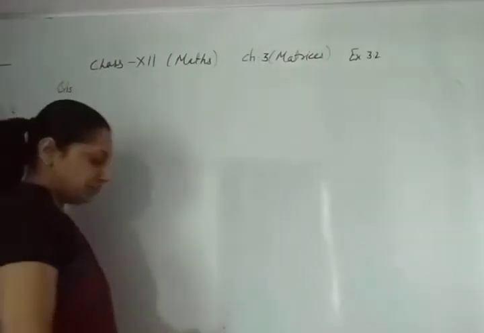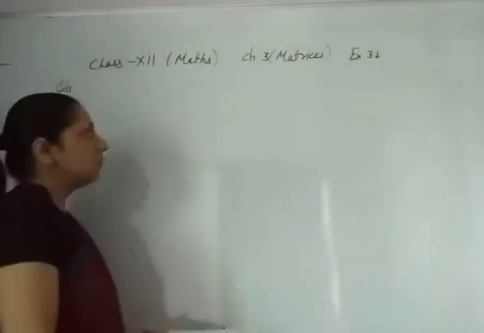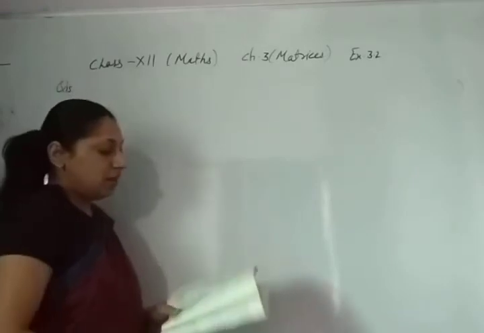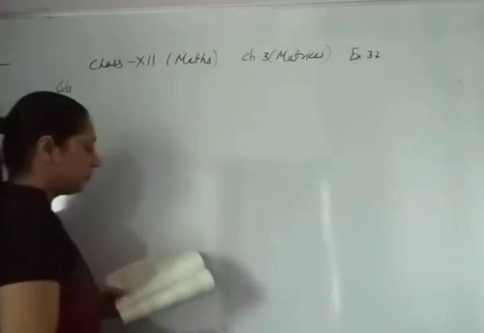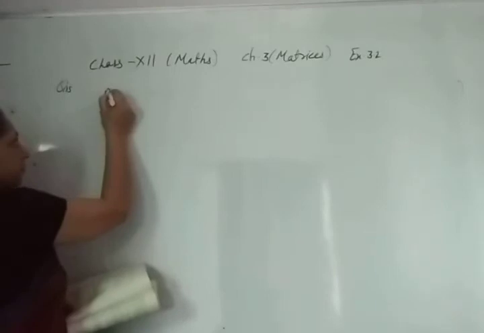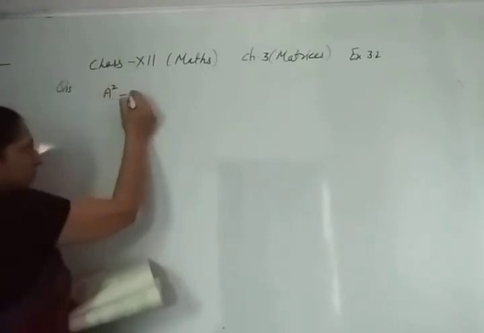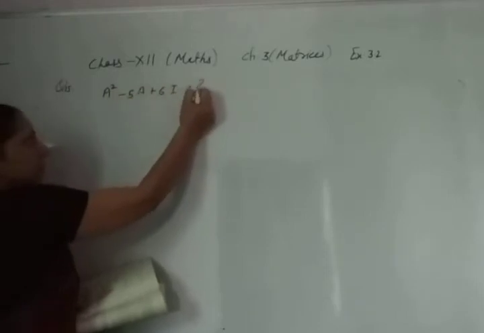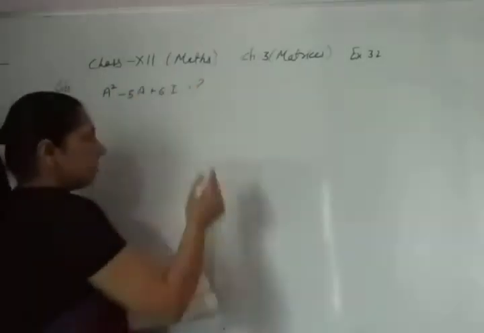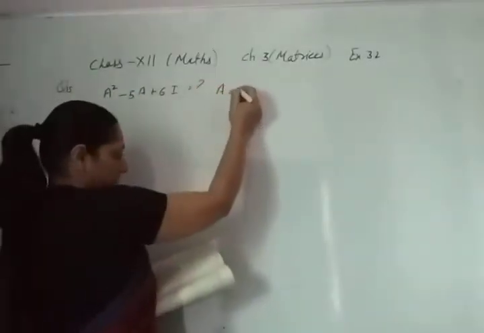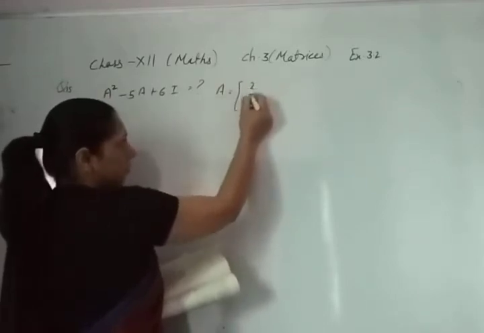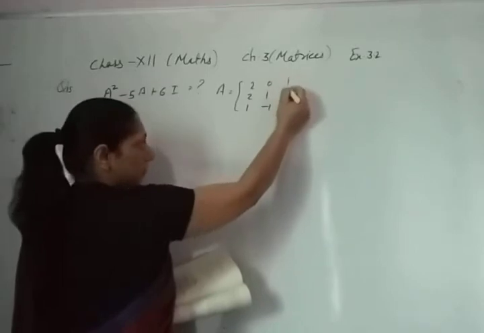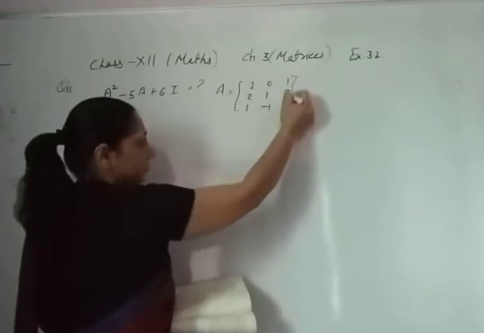Hello everyone. Today I am going to explain question number 15. Question number 15 is: A squared minus 5A plus 6I. We have to find this, if A is equal to the matrix [2, 2, 1; 0, 1, -1; 1, 3, 0].